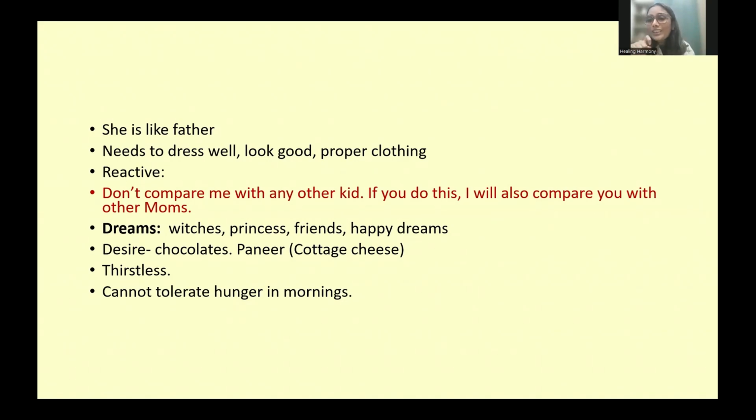Yeah, this is so interesting. If you don't compare me with anybody else, I know who I am, and I am very good at what I am. If you do that, I will also compare you with the others. Yeah, this is also very interesting, I thought.